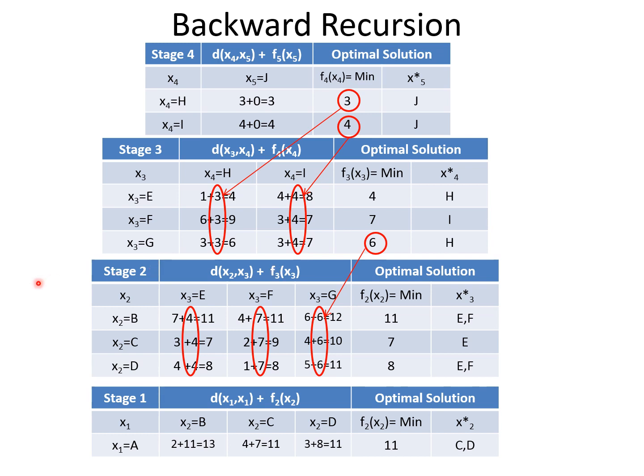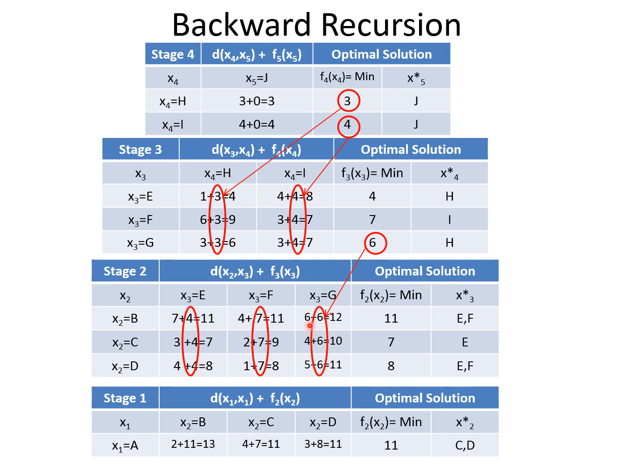Now in the third table, going from stage 2 to stage 3, those are the x2s, those are the x3s, and to go from b to e is 7, plus f3 of x3. If x3 is e, then f3 of x3 is 4, so that's this 4. But again, you copy it all the way in the same column because it's not going to change. Similarly, f3 of x3, if x3 is f, it's 7, so it's copied here. And if x3 is g, it becomes 6, copied all the way.